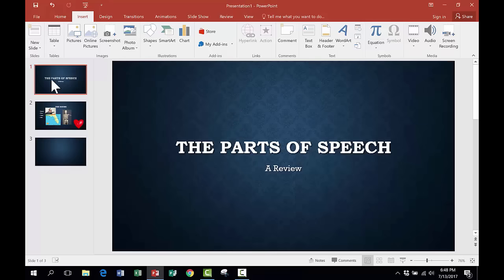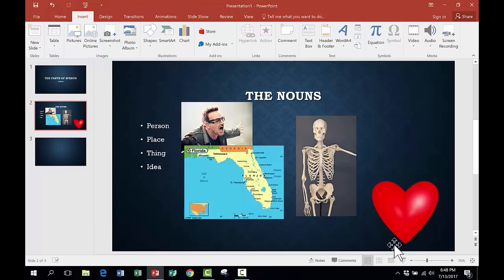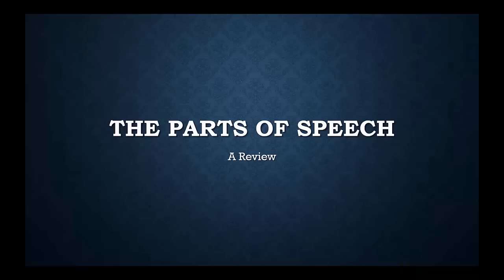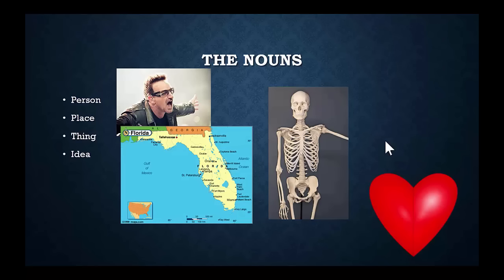I'm going to click back to slide number 1, and I'll go down to the bottom of the screen, and I'm going to click here where it has this slideshow symbol, and it starts my slideshow. So the parts of speech, a review. Remember, this is my title slide. I want to advance now to the first real content slide. To do that, I just tap on the keyboard, and I like to tap the right arrow on the keyboard. So you just tap that and it advances the slide.